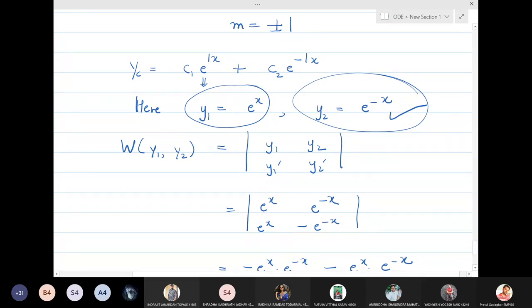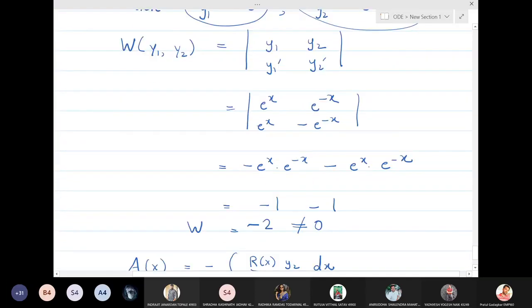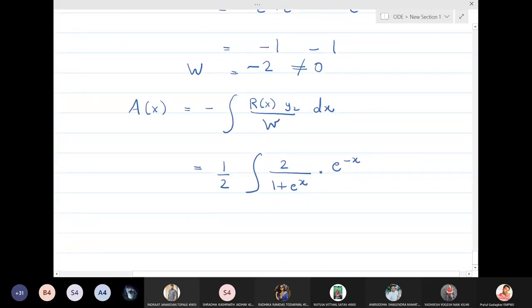Your Wronskian may get changed, but eventually ax will get interchanged with bx and bx will get interchanged with ax. Finally, at the last step, when you write the particular solution, that will be the same. So that particular solution will always remain the same.